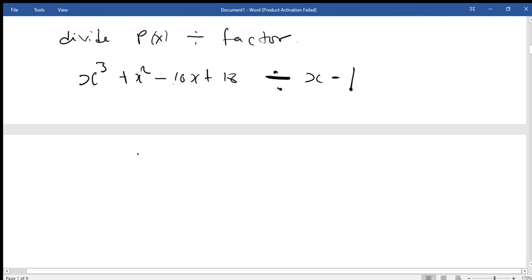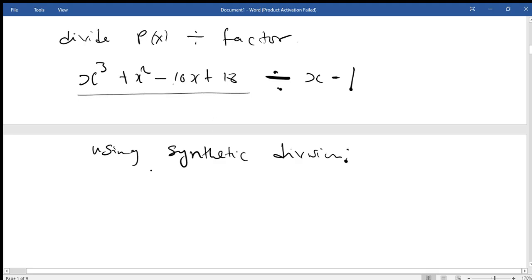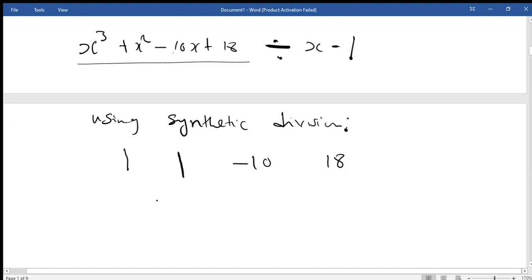With me, I think I'll be able to use synthetic division. Remember, synthetic division only focuses on coefficients. The coefficient of x cubed is 1, coefficient of x squared is 1, coefficient of x is negative 10, coefficient of the x power 0 is 18. This is what we are going to have according to synthetic division.